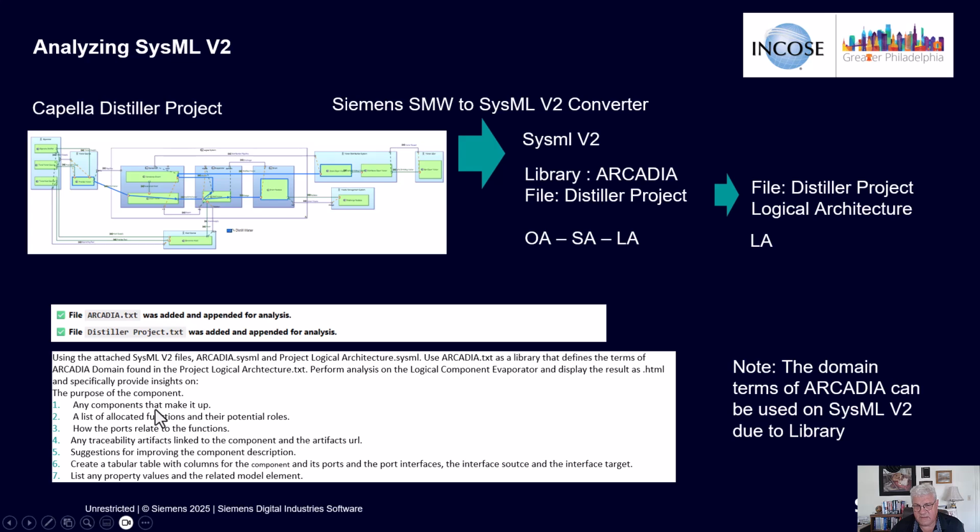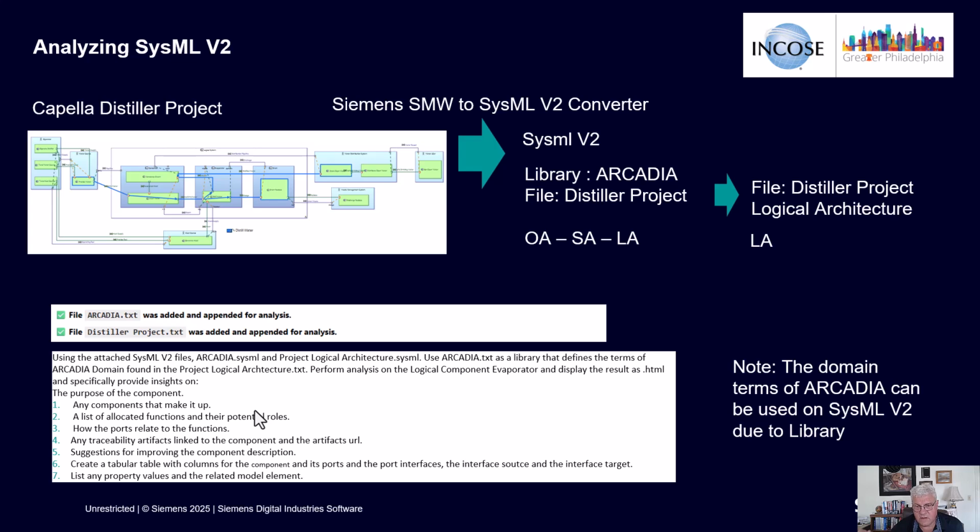Now, this is a big deal because it means that the large language model is understanding the fact that this is a library, and I actually do specify in here that the arcadia.txt file is a library that defines the terms of the Arcadia domain. And so it means the large language model is comprehending. In this particular case, I used 4.0, and this was done multiple times.